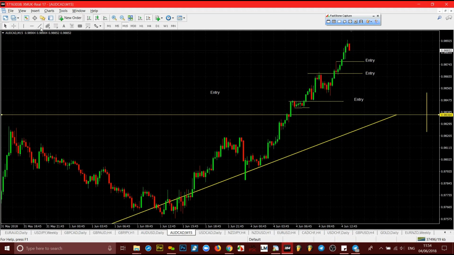Now, I would have expected it to come back to this point, the high it created after breaking it. But then it kind of broke below that. That's not a problem because, as you can see, what happened eventually after creating the low here, it broke the previous high, went up, and then broke this high as well.